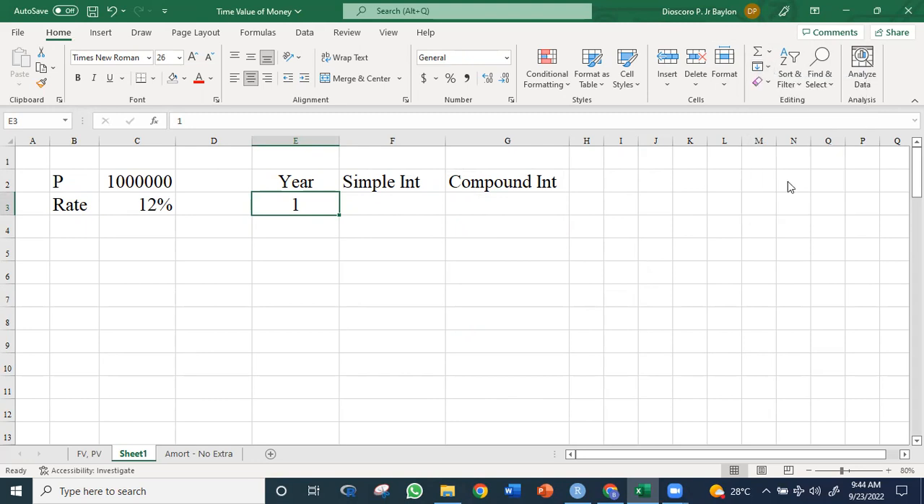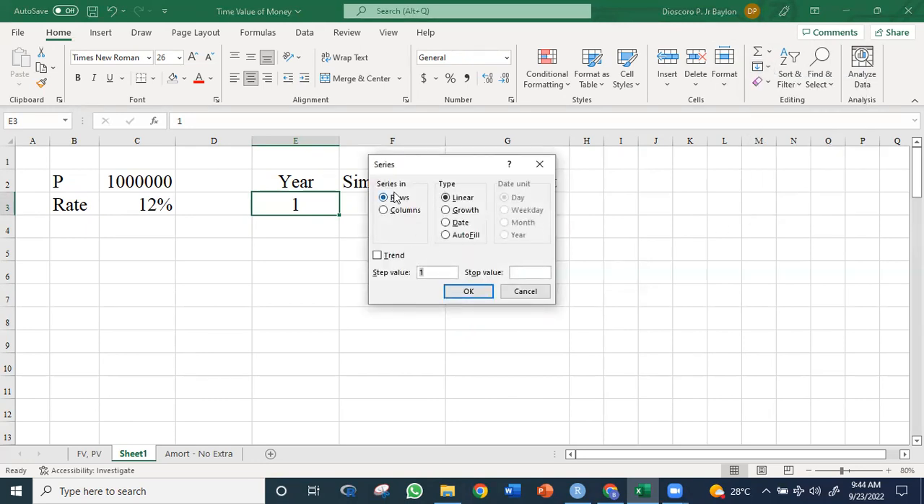and then do Series. If you make it rows, it will create a series going to the right. I want the series in columns, I want it to go down. No need to use Trend. Step value means by what increment you want the series to go. I want it by ones, just like adding one, you keep on adding 1 until, let's see, 1 million.